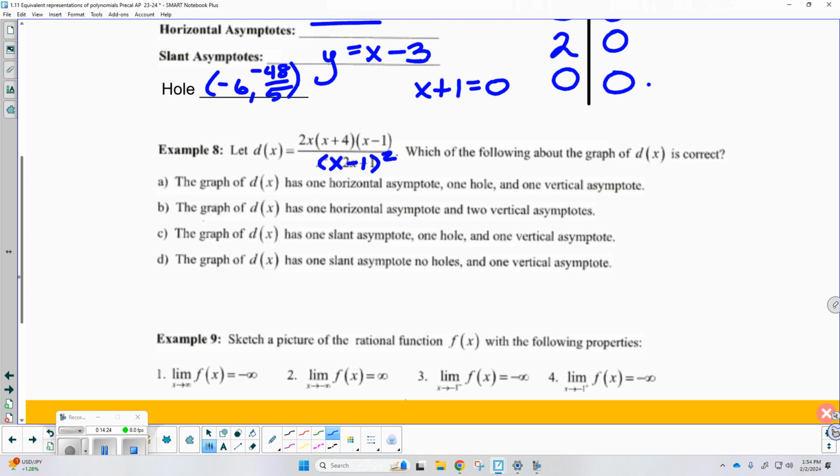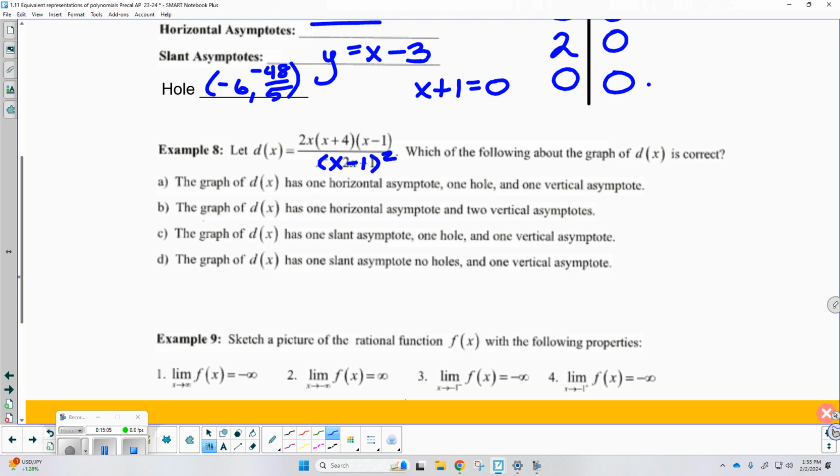Now, I want to give you a few seconds to try this problem. It's actually been pretty tricky for students throughout the day. All right, now, for a problem like this, I can't emphasize enough, it's always a good idea, read through your answer choices before you go ahead and make your selection. All right, so the graph of d of x has one horizontal asymptote, one hole, and one vertical asymptote. Has one horizontal asymptote and two vertical asymptotes. Has one slant asymptote, one hole, and one vertical asymptote. Or one slant asymptote, no holes, and one vertical asymptote.